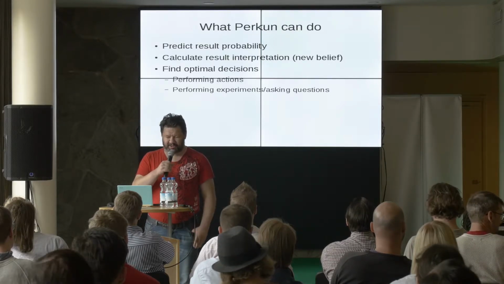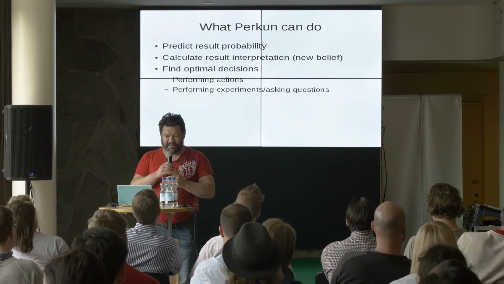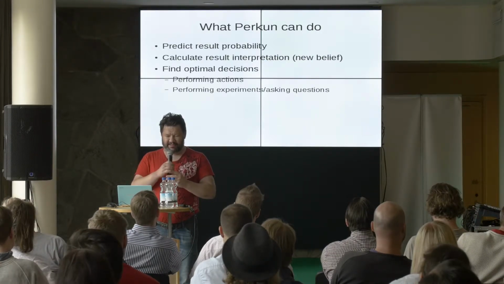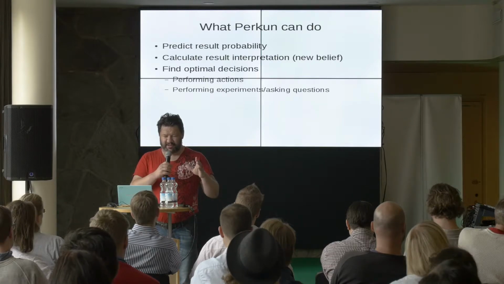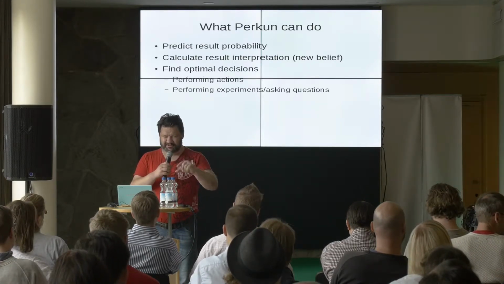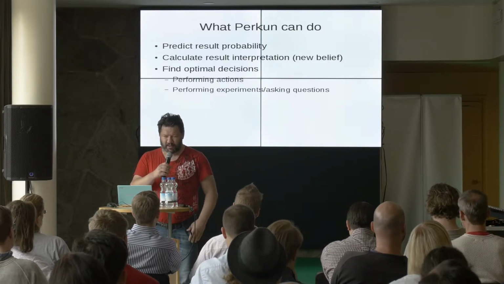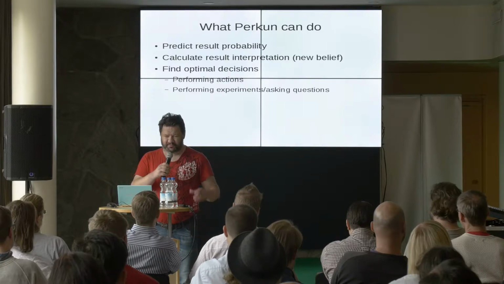So for each visible state, it may predict how likely it is, given the current belief, that after one action we will perceive this result. Calculate result interpretation. So a new belief.